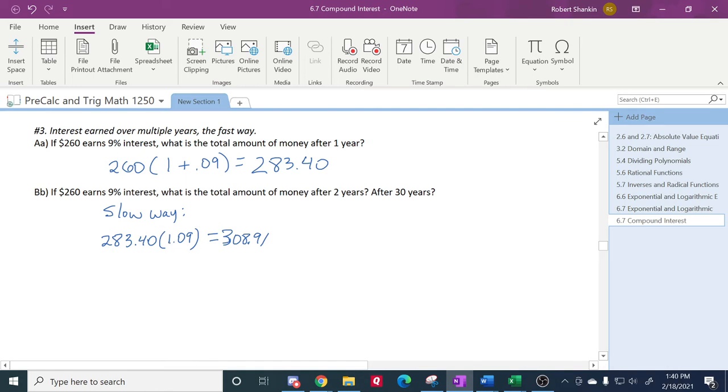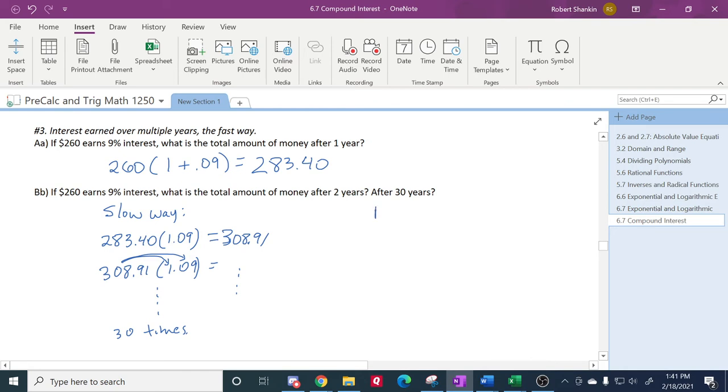Now, why would this be called the slow way? Because if you wanted to go to 30 years, you'd have to go through all the years in between. So this is the amount after 2 years. To get the amount after the next year, you have to start with this and multiply by another 1.09. When you multiply this by the 1, it returns the principal, and then it adds the 9% interest, and so on. But you'd be doing this 30 times.